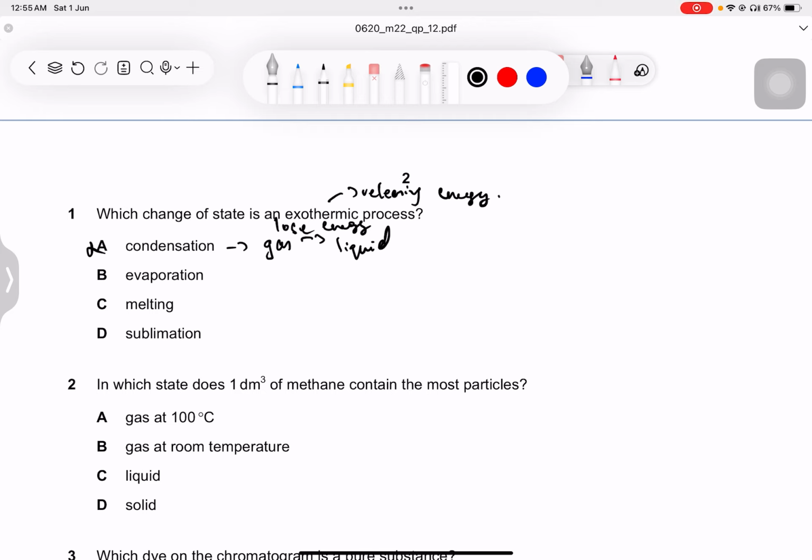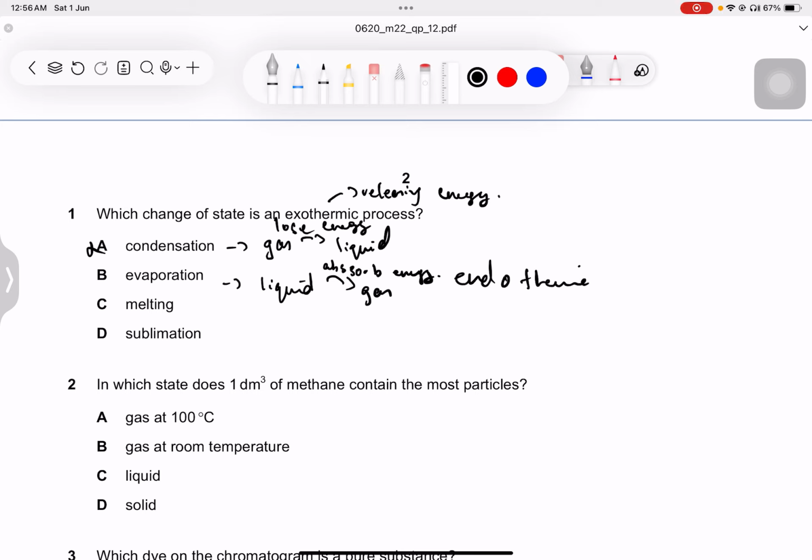In evaporation, the state is changed from liquid to gas, so they actually absorb energy, so they absorb energy. So this is endothermic.